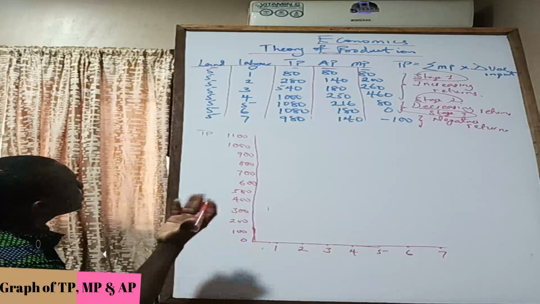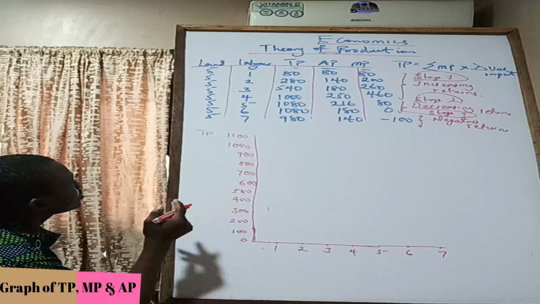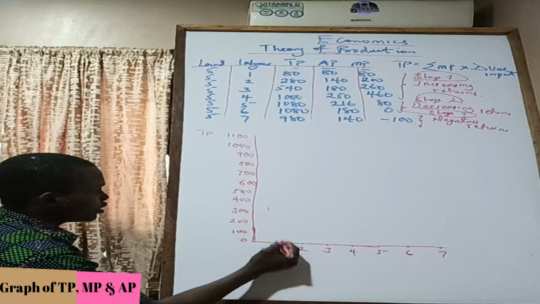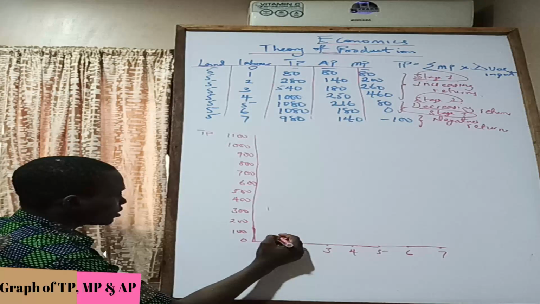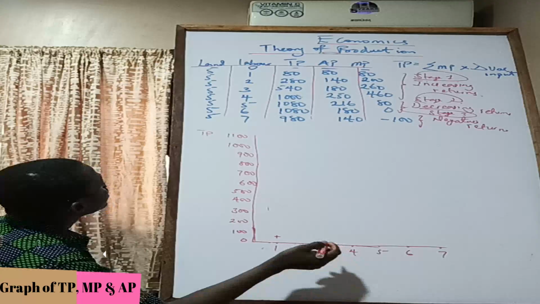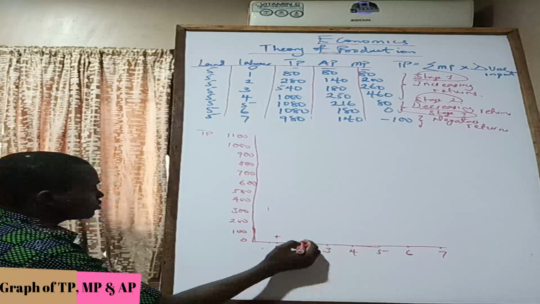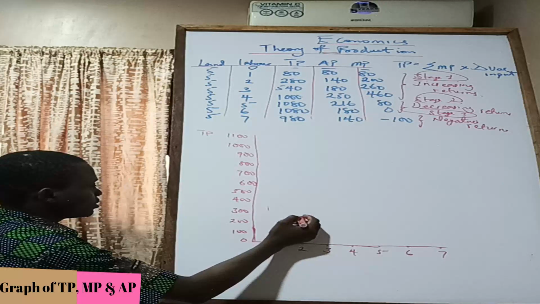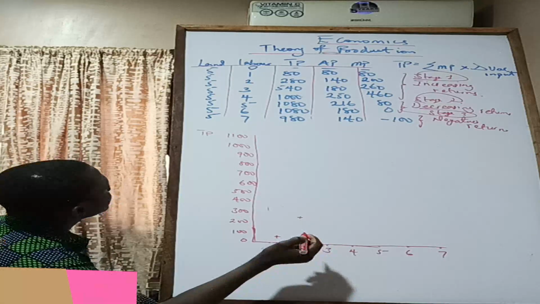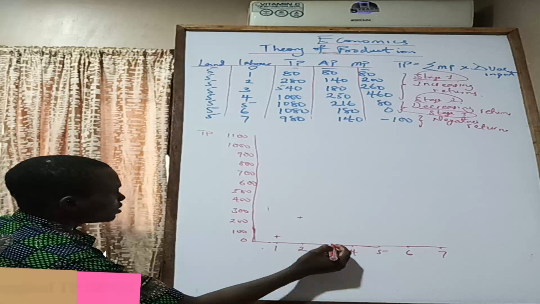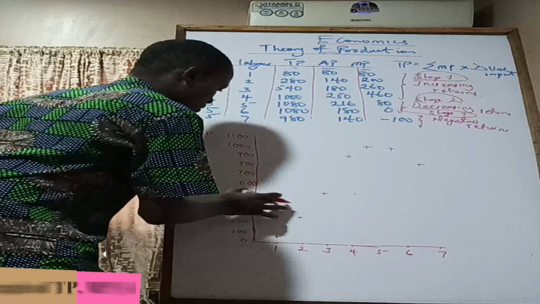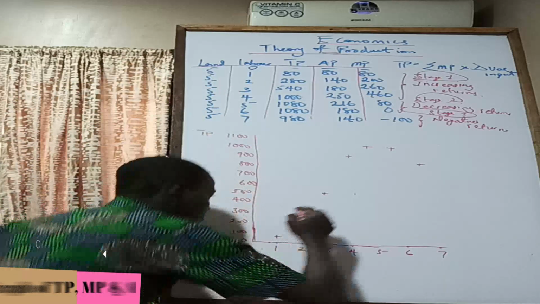So yeah, when labor is one, this is 80, maybe around here. Then two, 280, maybe around here. Then three and 540. Join all these points together.